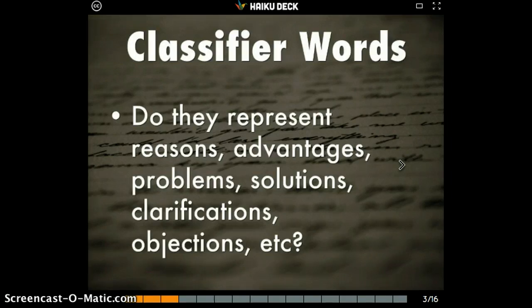So now that you've paused the video and created your two lists, I want you to decide which of these examples represent reasons why businesses might use Avergaming, advantages of using Avergaming in product placement in marketing. Does the author point out any problems? If he does, does he give you any solutions? Are there any clarifications or objections to this practice? Once you've done that, you're ready to move on.